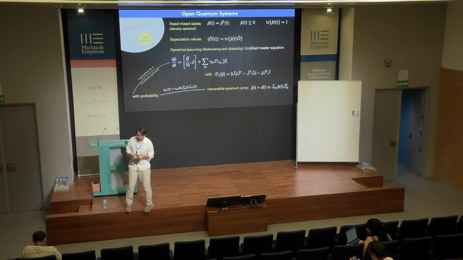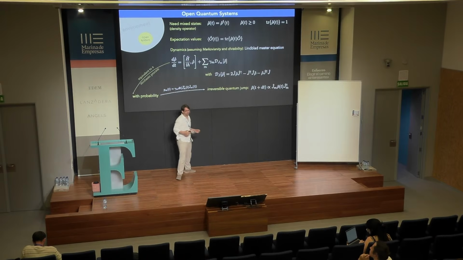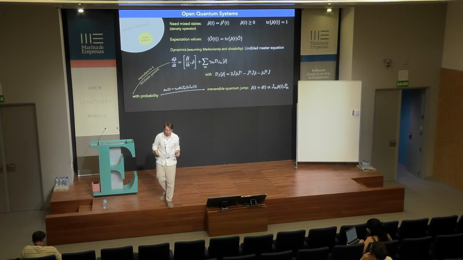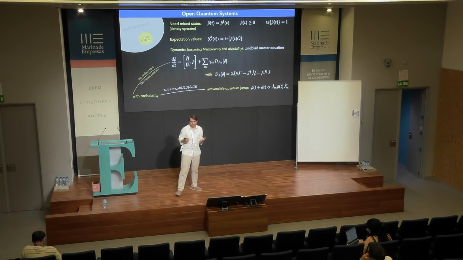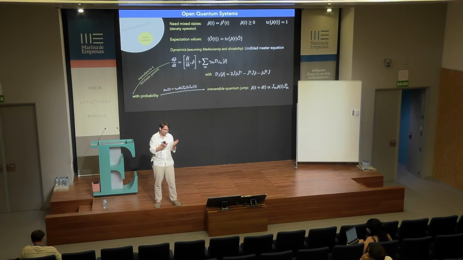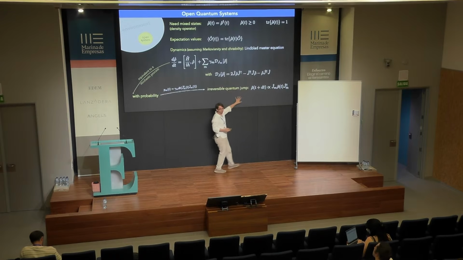Maybe you can think of if the jump operator would be the annihilation operator of a harmonic oscillator, that would mean that you are removing excitations. So you remove an excitation from the system, but remember that the annihilation operator is not invertible. There is no A minus 1, that doesn't exist. So essentially, with some probability, you create an irreversible quantum jump.